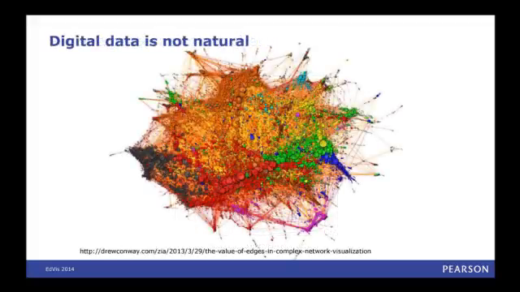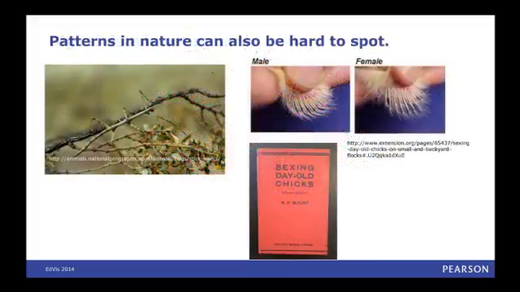Digital data is not natural. We have a hard time understanding and interpreting images such as this. But that's not to say nature is easy. Patterns in nature can also be hard to spot. And if you want, you could get trained and make a fair amount of money becoming a chicken sexer, for example, learning to differentiate the wings of day-old chicks, discriminating if they're male or female. And if you do so, I recommend this heavy-looking book. Be sure to get the second edition. It has a lot more information.